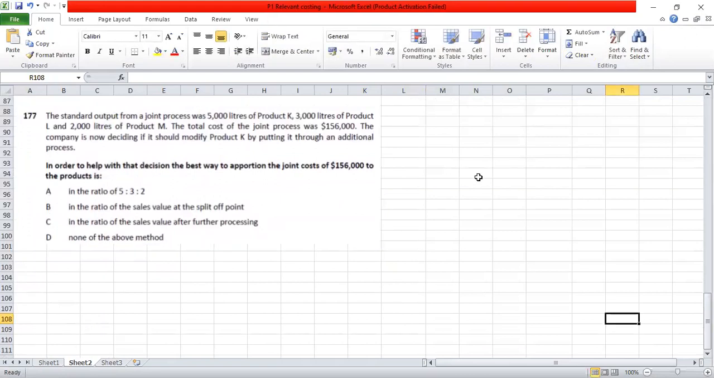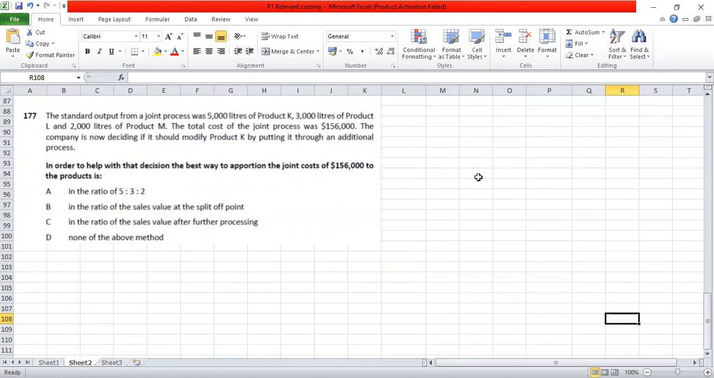177 says the standard output from a joint process was 5,000 liters of product K, 3,000 liters of product L, and 2,000 liters of product M. The total cost of the joint process was 156,000. The company is now deciding if it should modify product K by putting it through an additional process. In order to help with that decision, what is the best way to apportion the joint cost of 156,000 to the products?